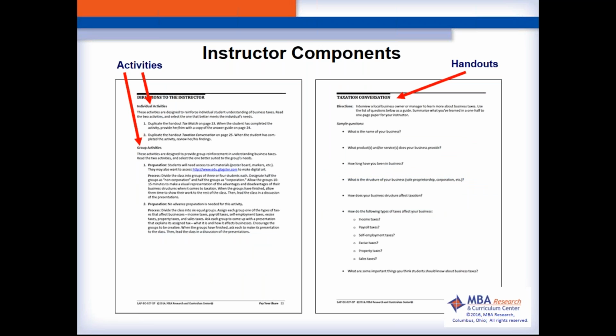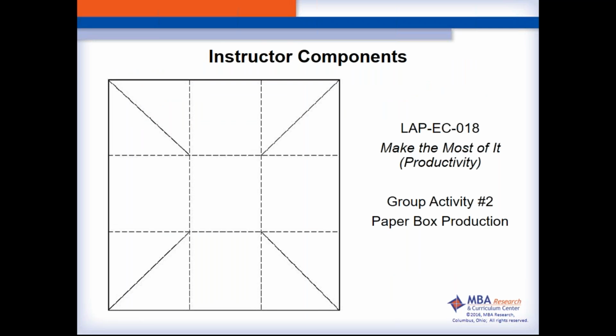There are 4 activities with each lab, 2 individual activities and 2 group activities. The number 1 individual and the number 1 group activity are lower level activities designed to be done more quickly. The number 2 individual activity and number 2 group activity are higher level critical thinking that are going to take your students longer to complete. There are handouts if there are handouts as part of the instructions for that activity.